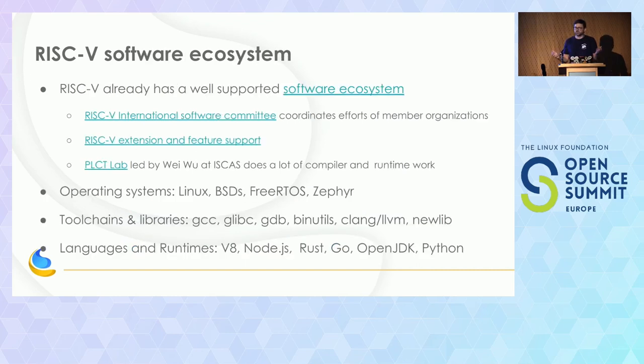In terms of the software ecosystem, RISC-V started in 2010, so it's been around for a while now, and the software ecosystem is pretty mature. It has all the things you'd expect. There's support in Linux and in the BSDs, FreeBSD and OpenBSD, FreeRTOS and Zephyr, and all the usual toolchains and runtimes you'd expect, like GCC, glibc, binutils and Clang. And there are also runtimes that people use nowadays, like V8, Rust, Go and OpenJDK, including JIT support, and pretty much everything else you can think of. There's a group in China at the Academy of Sciences called the PLCT Lab that's been doing a lot of porting and enablement.